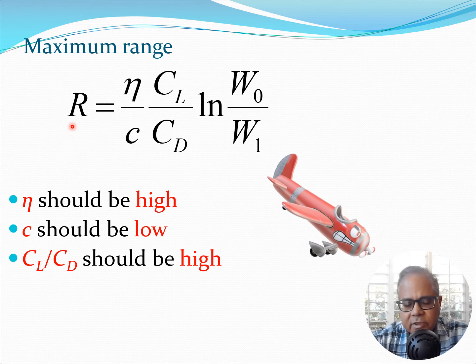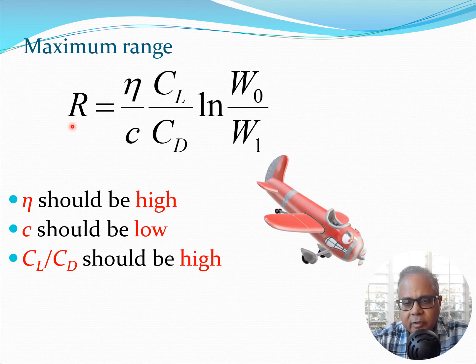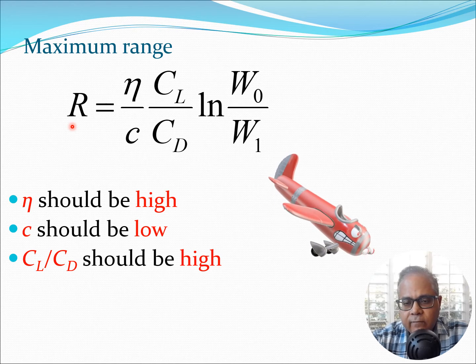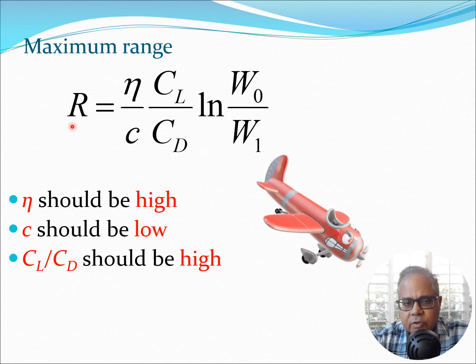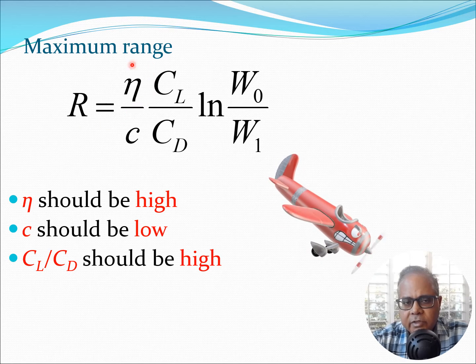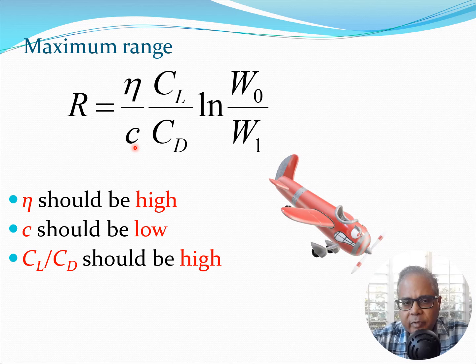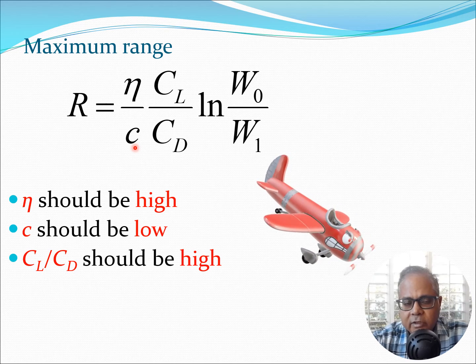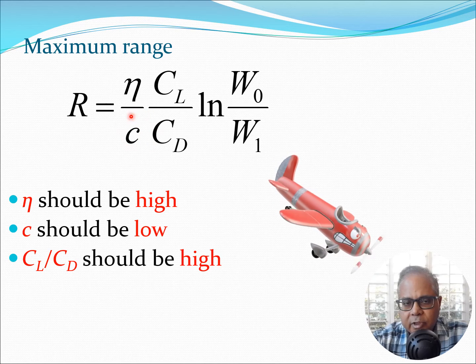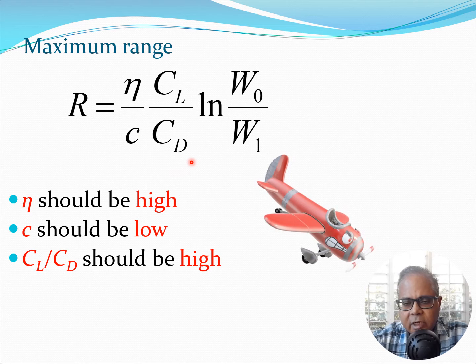So we can clearly see that we would like to maximize range. That's something we would like to do, because on a particular tank of fuel you would like to travel as long as possible. So some of the things you can do here are increase the value of terms such as eta, which is the efficiency of the propeller system. Try to make C as low as possible, so that is the specific fuel consumption. So essentially the engine should be as efficient as possible. The CL by CD should be as high as possible.